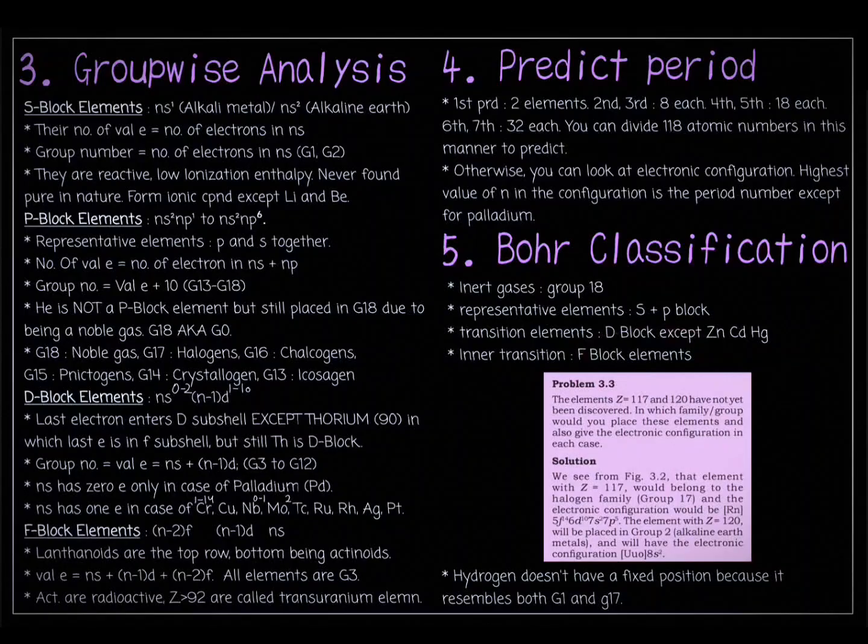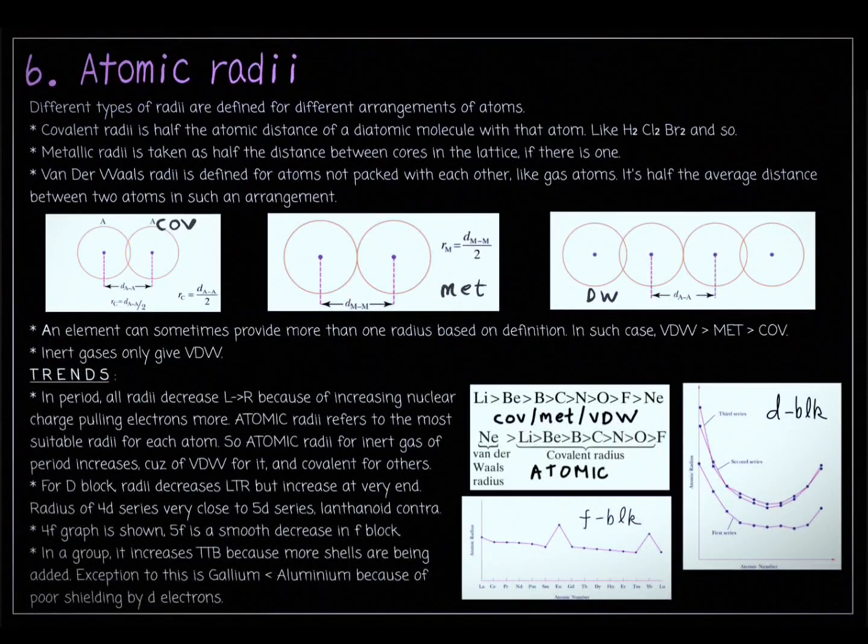And hydrogen does not have a fixed position in the periodic table because it resembles both group 1 and group 17. Now we finally come to the properties. So, atomic radii first. Different types of radii are defined for different arrangements of atoms. Most atoms can give one or more types of arrangements, but for any element, there is only one most suitable type of radius.